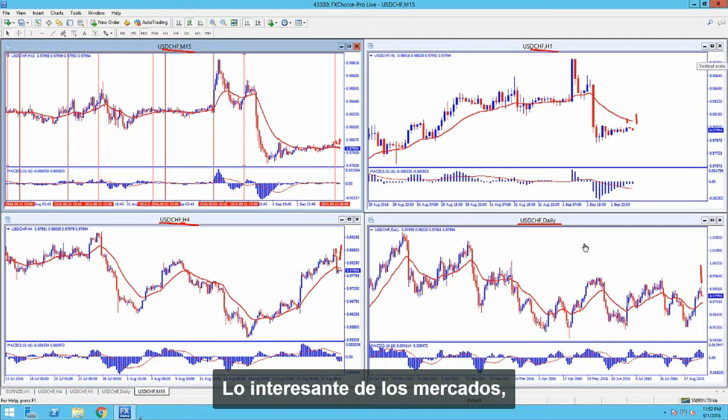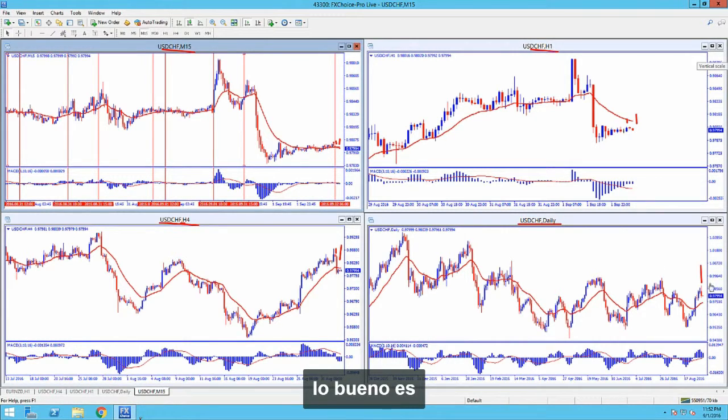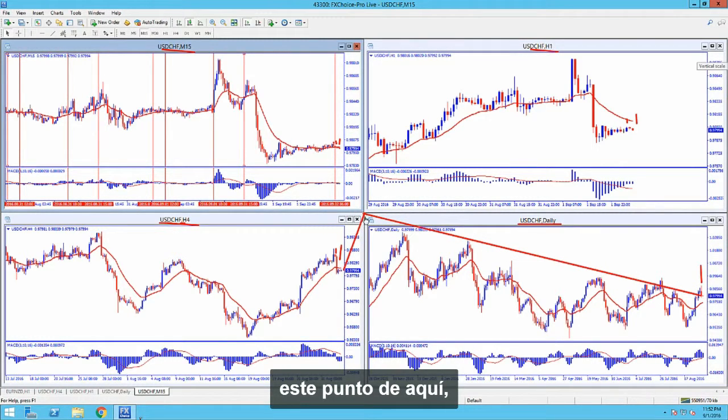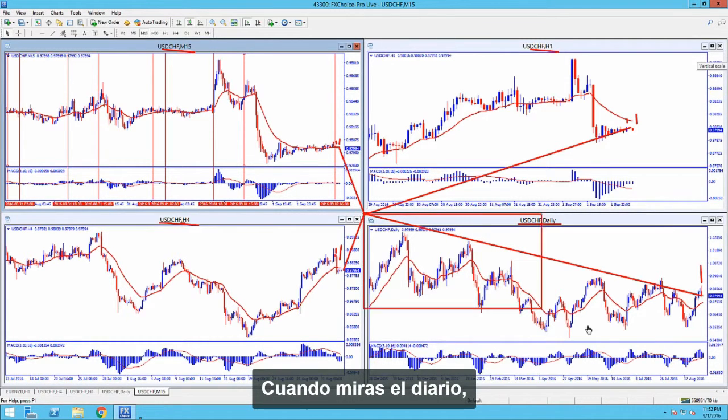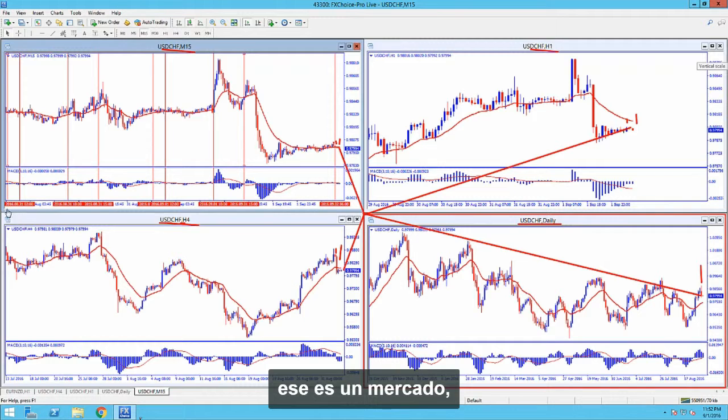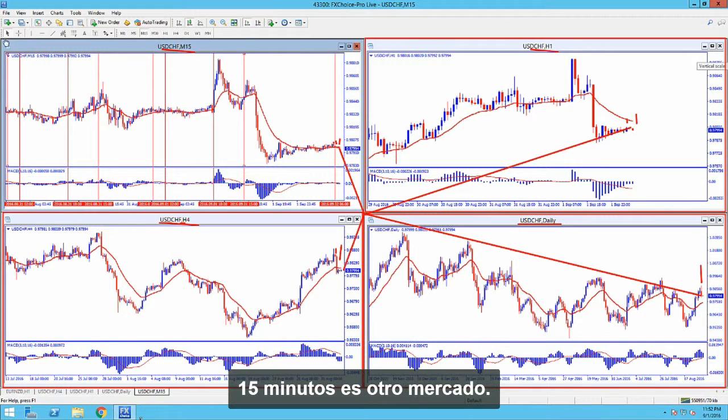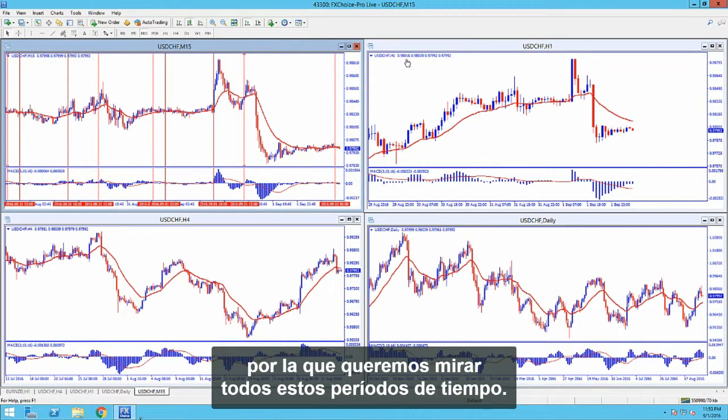The interesting thing with the markets, the great thing is that we can look at this point here, this point here, this point here, and this point here to determine a trade. Is the market on a sell or a buy? And we look at each time frame as a different market. When you look at the daily, that's one market. H4 is another market. H1 is another market. 15 minutes is another market. Although it's the same symbol, we treat them separately. And that's the reason why we want to look at these multiple time frames.